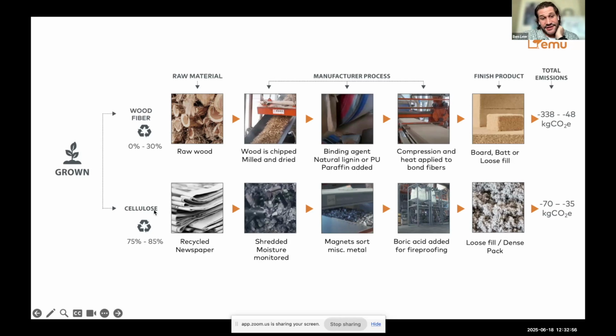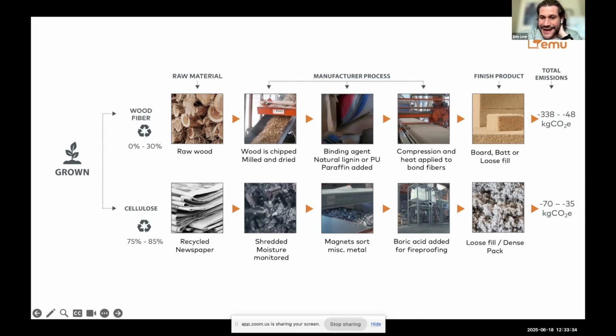Another product that has this characteristic is cellulose. This is recycled newspaper. Very, very high recycled content because it is recycled newspaper, just like the image shows. This newspaper just gets shredded to pretty fine particles. It gets monitored for moisture content that might need to be dried out. It goes through a sorting process where any miscellaneous metal that was in the mixture, a big magnet comes and pulls that metal out. The shredded paper then goes into a vat where there's some boric acid that gets added.